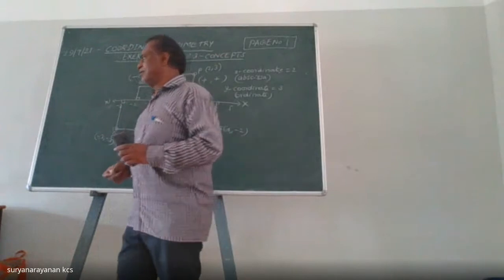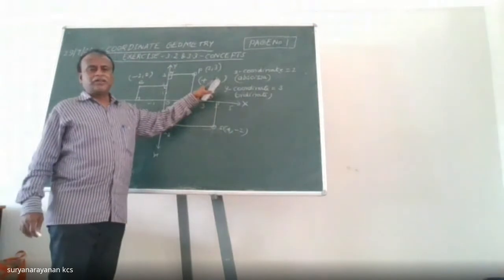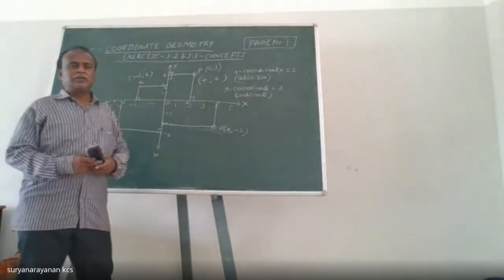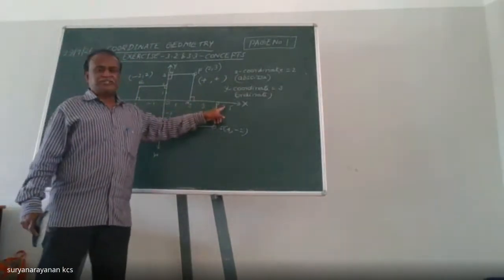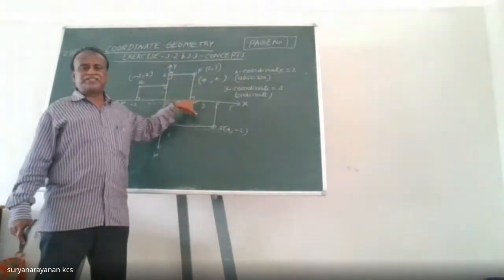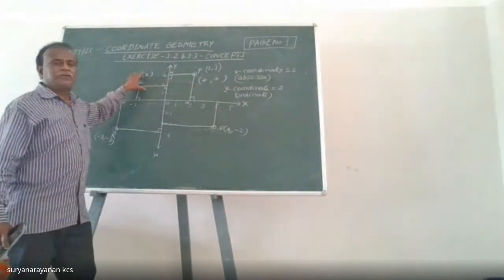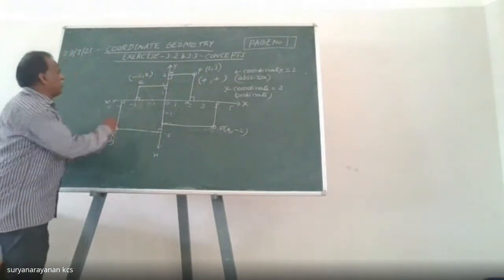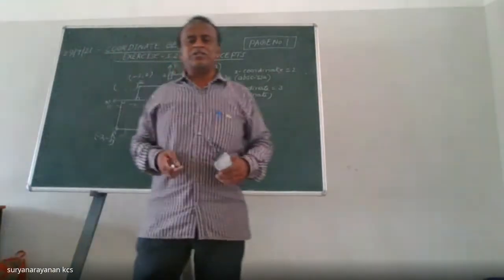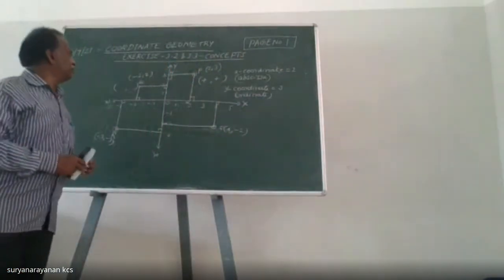So here in the first quadrant, any point in the first quadrant, the x coordinate is positive and the y coordinate is also positive, because this first quadrant has the edges positive x-axis and positive y-axis. Yes or no? These are the edges of quadrant one. Now can you tell me the sign of the x coordinate and y coordinate in the second quadrant? What is the sign of the x coordinate in the second quadrant?